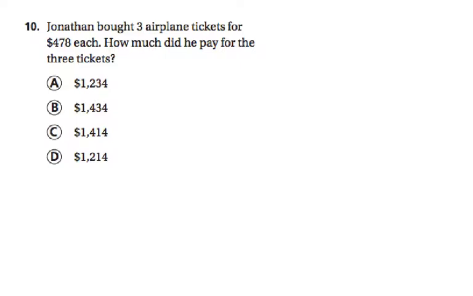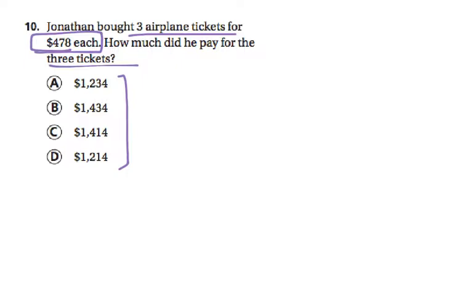Number 10. Jonathan bought 3 airplane tickets for $478 each. Wow, he had some money to spend. How much did he pay for the 3 tickets? Now, this is one of those times I'm going to glance at my answer choices. And look, my answer choices are all larger than the numbers I started with.